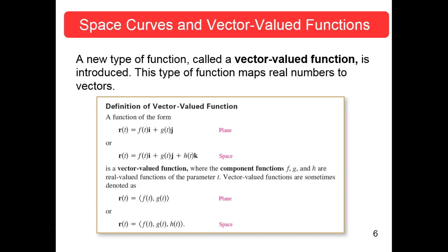The r of t, this one up here, would be angle bracket f of t comma g of t angle bracket. That's in a plane. In space, r of t would be angle bracket f of t comma g of t comma h of t angle bracket, where this is your x, y, z. Okay. Just like we did before, only now we've got functions in there, real valued functions rather than just numbers, okay, or variables.